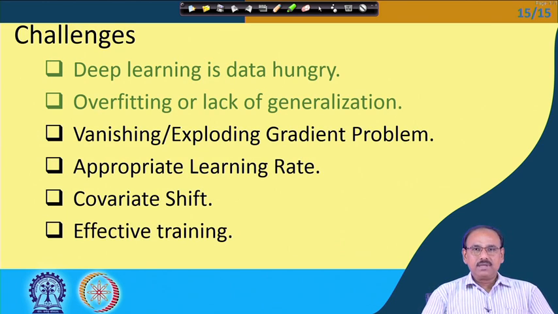One of the challenges is that deep learning is data hungry. That means if I train a deep neural network, I need thousands or even millions of annotated data for proper training of the network. As we have seen earlier, this has been handled by data augmentation.